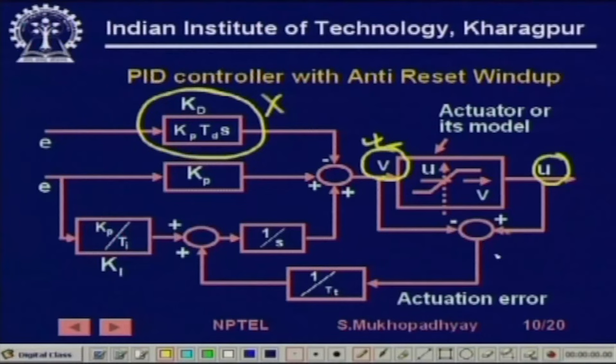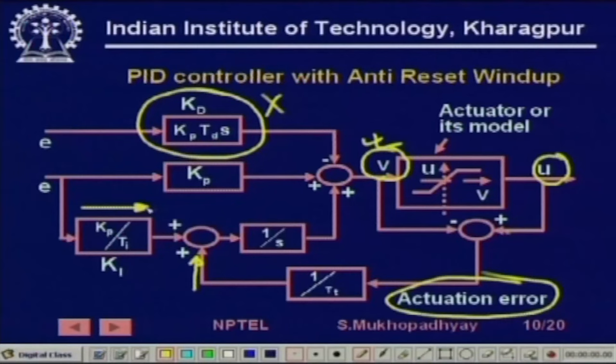Now what you want to do is, you take this actuation error and you feed it. So here a negative term is coming, and here error is positive. So through the PID integral term, a positive term is coming. So you have to define this gain in a suitable manner, such that whenever this becomes negative, this signal becomes 0. So when this signal becomes 0, this integrator does not build up. So this integrator output remains at constant value.